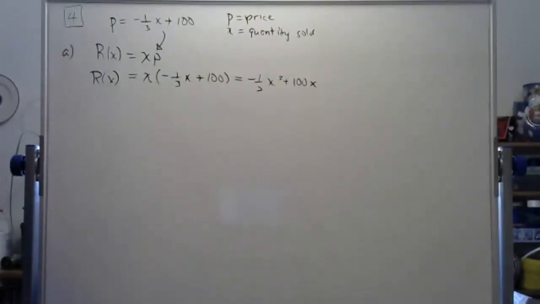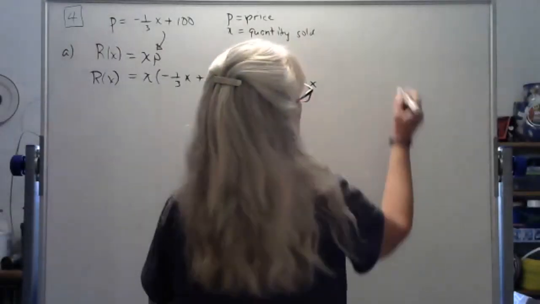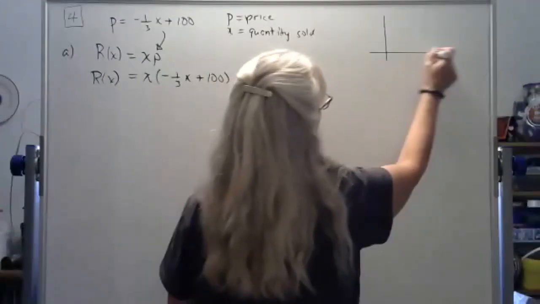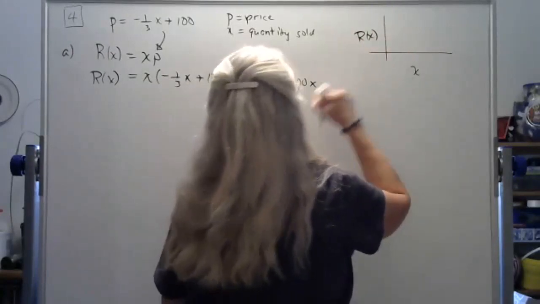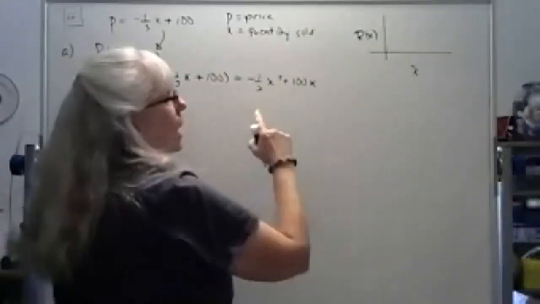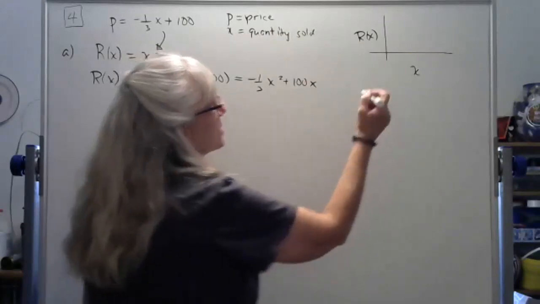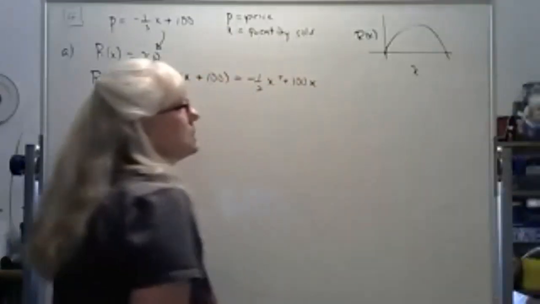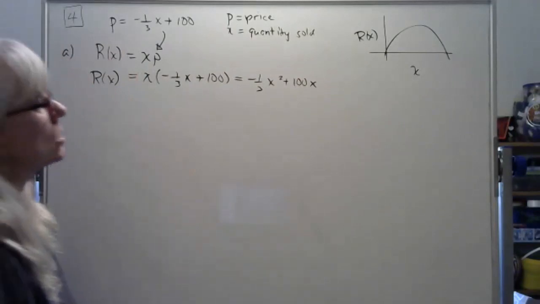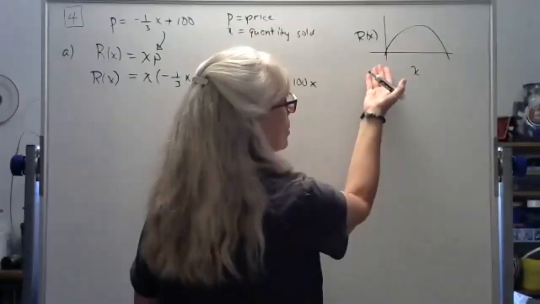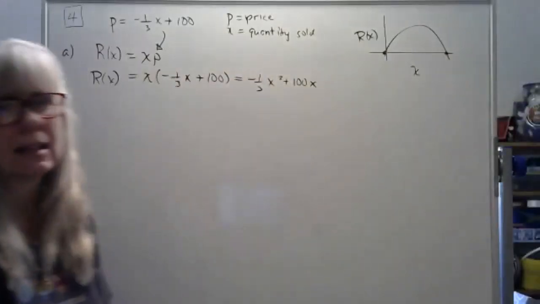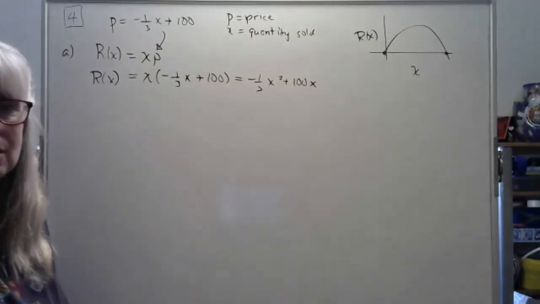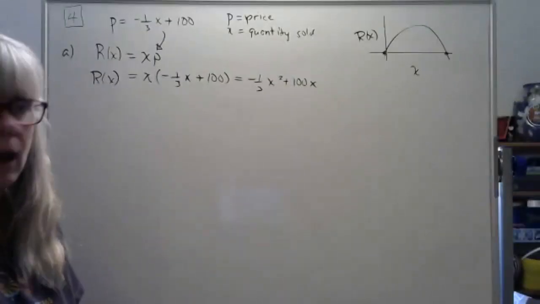Okay, part B wants to know what's the domain. Well, in order to get a handle on the domain, I'm going to think about this in terms of a graph. So this is X, this is the revenue in terms of X. Because of the negative and the 1/3, negative means it's opening down. 1/3 means it's fairly wide. I know it's doing this. So does it make sense in the real world that you don't want a negative revenue? So what we're looking for basically is those 2 points. Those are x-intercepts. We know how to find x-intercepts. All we have to do is set our function equal to 0 and go solve it.